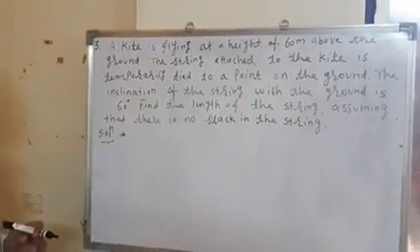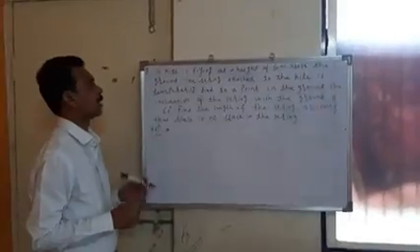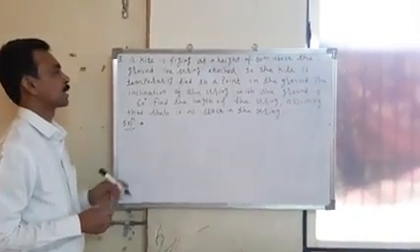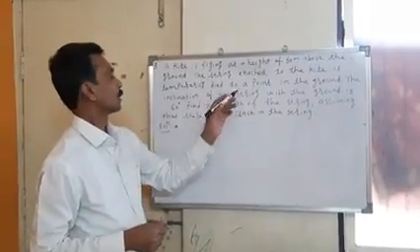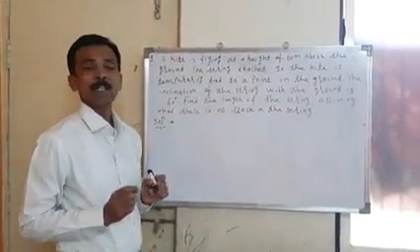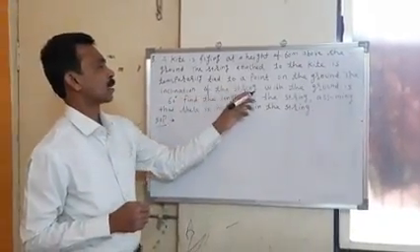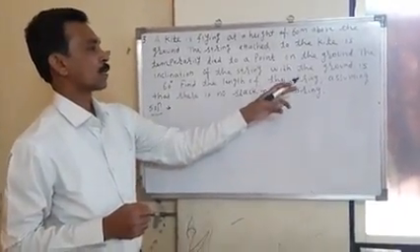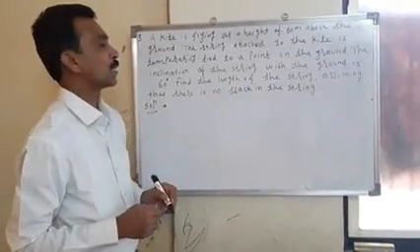The next one is: a kite is flying at a height of 60 meters above the ground. The string attached to the kite is temporarily tied to a point on the ground. The inclination means angle of elevation. The inclination of the string with the ground is 60 degrees. Find the length of the string, assuming that there is no slack in the string.